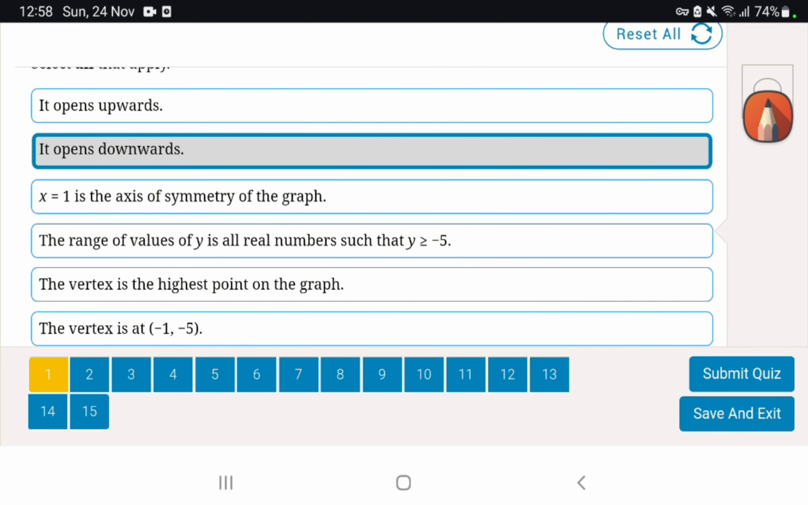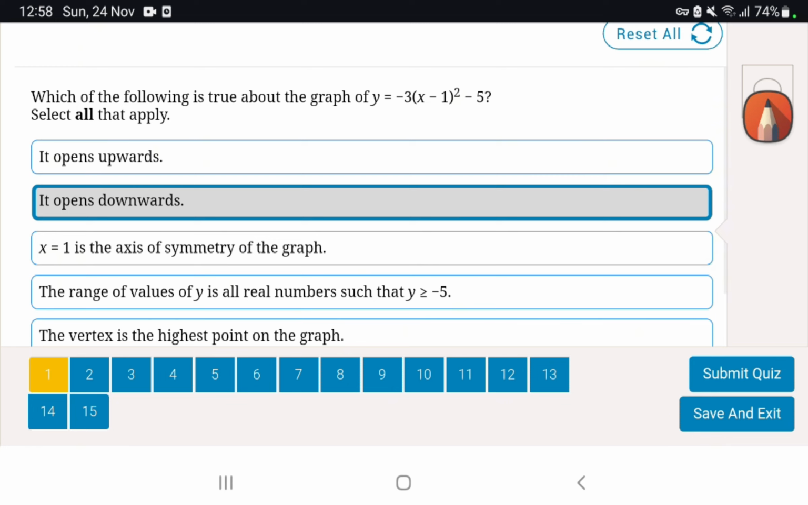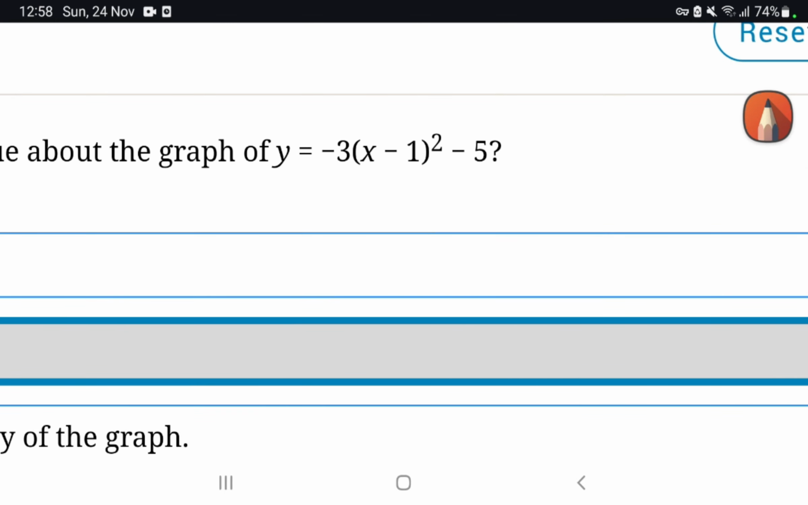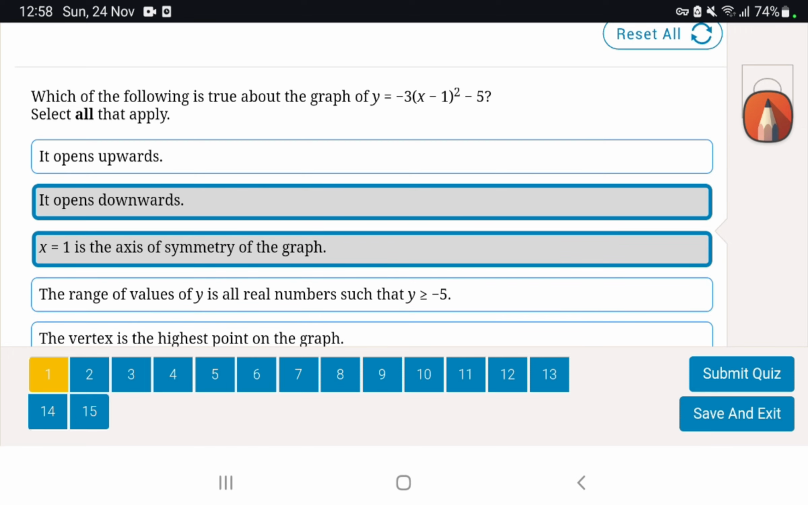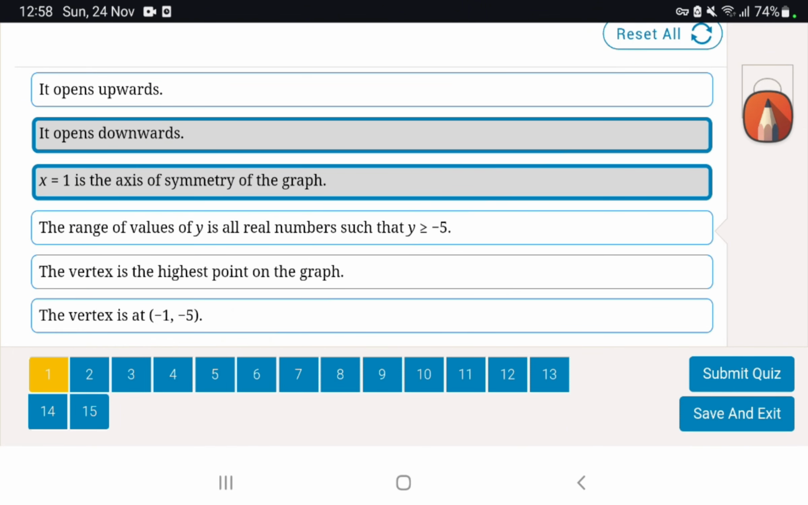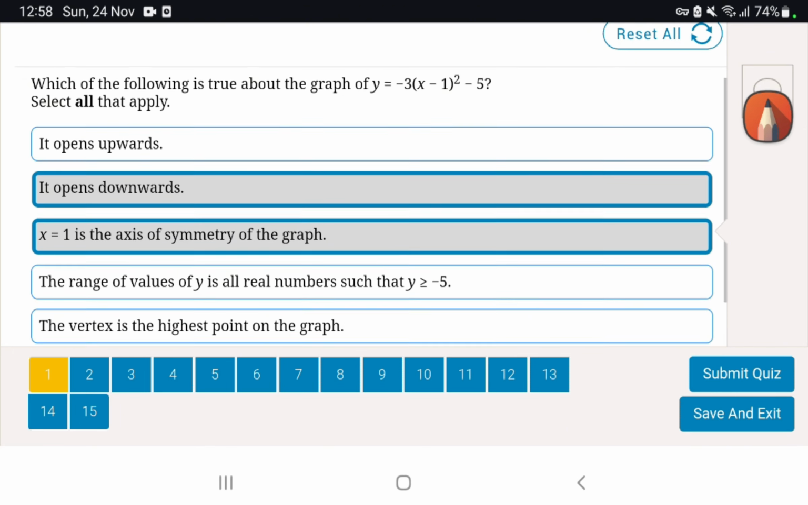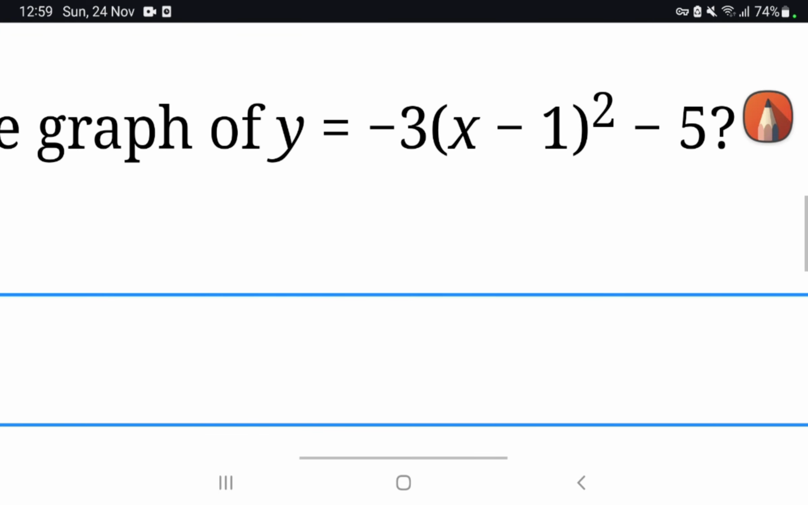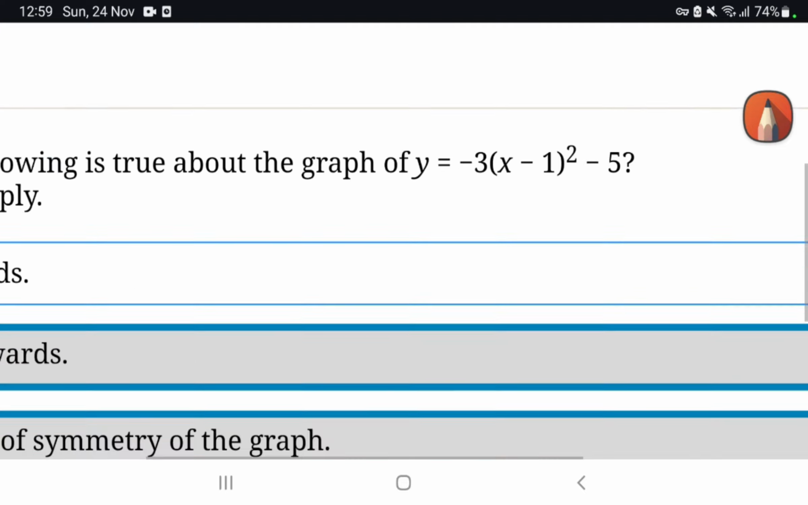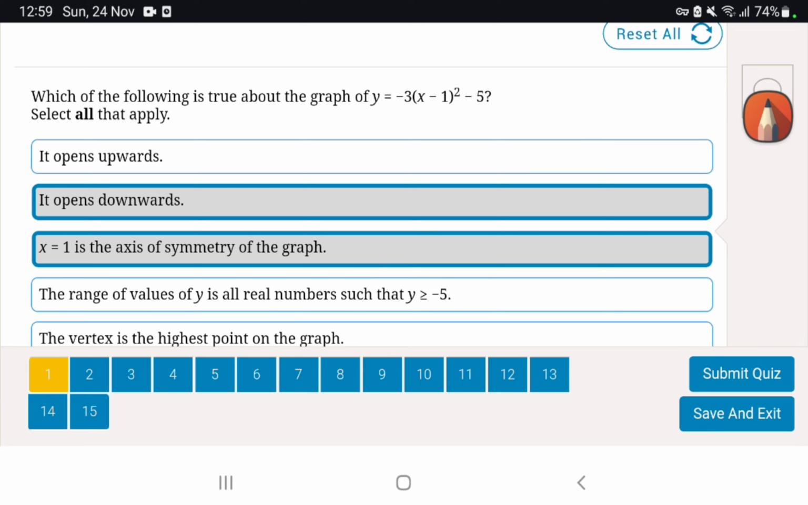The third option is correct because to find the axis of symmetry, we have to make x minus 1 equal to 0. Okay, so x equals 1. The range is y less than or equal to -5 because the first number, which is -3, is less than 0. If it was greater than 0, this option would be wrong.